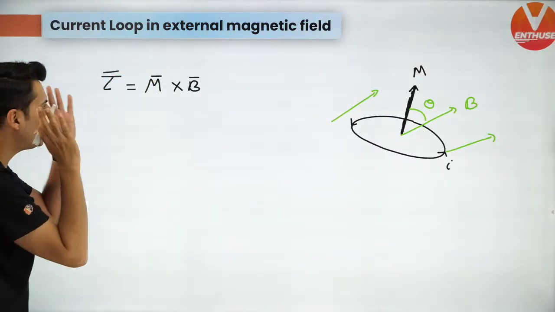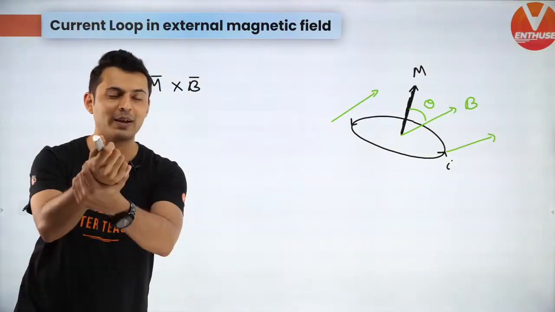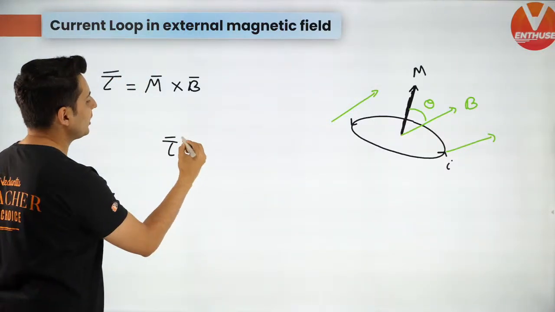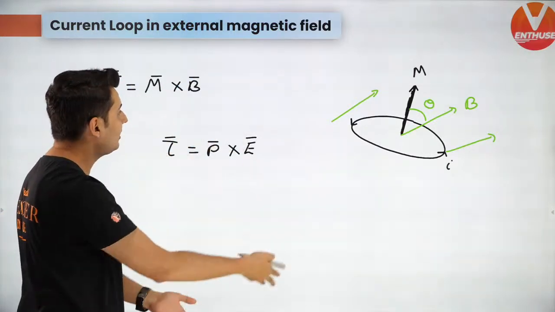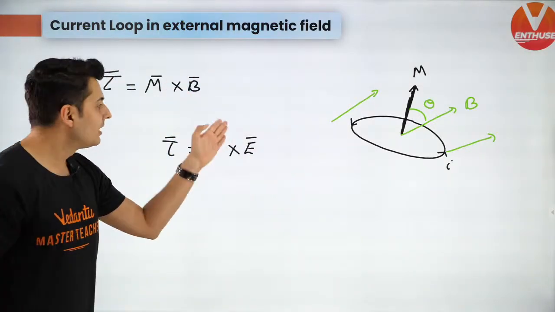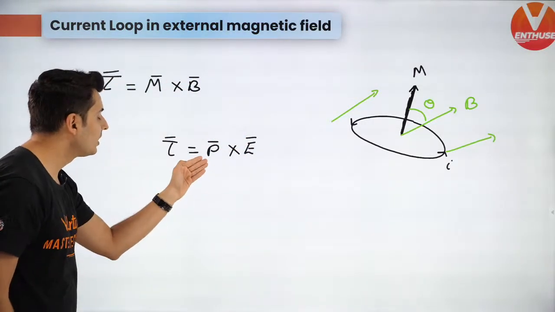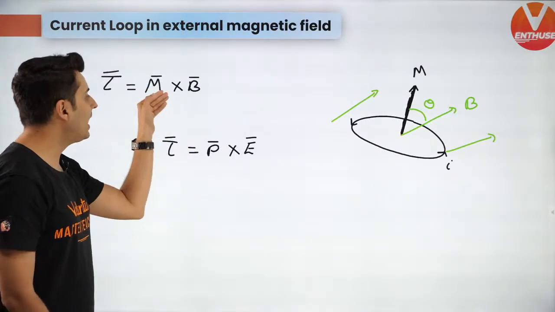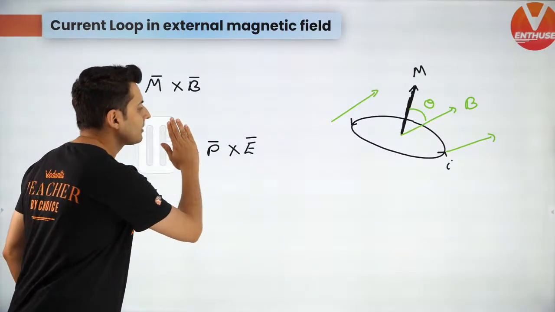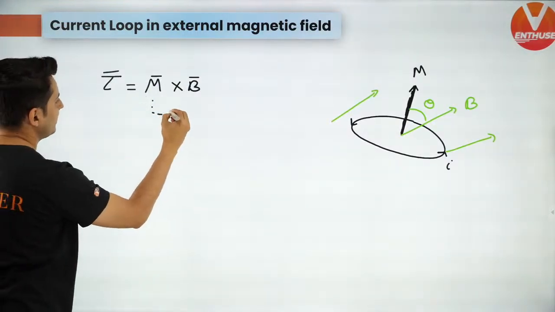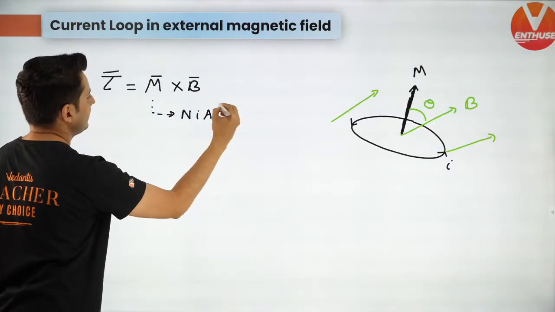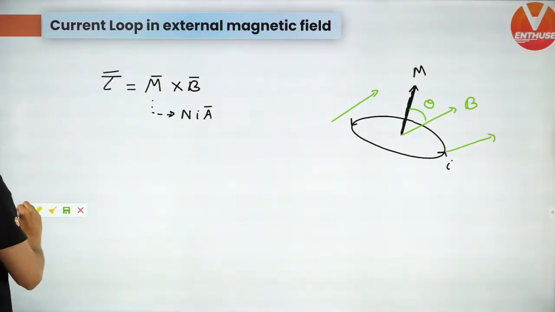Now this reminds me of the good old days of electrostatics. Torque acting on an electric dipole, what is it? P cross E, guys. Do you see the similarity? Instead of electric field, magnetic field. Instead of electric dipole moment, magnetic dipole moment. Same thing, guys. Nothing different. And what is this M? This M is NIA. That's it. So that's the torque acting on it.